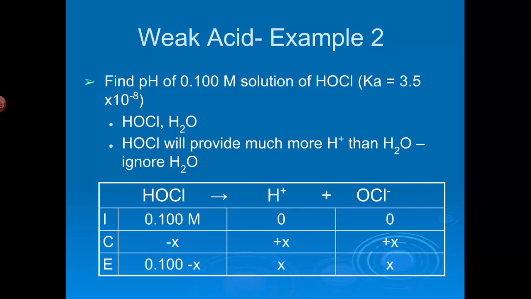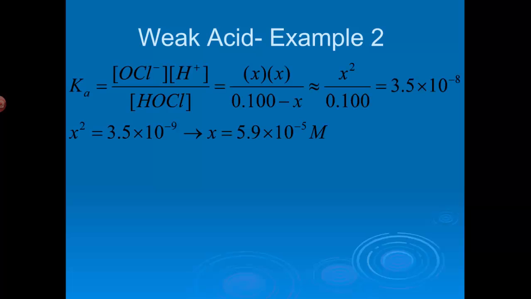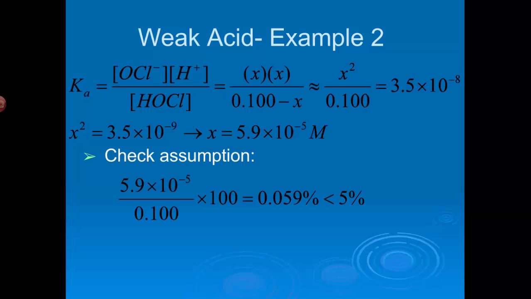So there's my ICE table. 0.100 minus X, X, and X. This is a monoprotic acid, so both values will be X there. Plugging it into the equilibrium expression, making the approximation, we come out with X is 5.9 times 10 to the minus 5th. Check the assumption. 5.9 times 10 to the minus 5th over 0.100 is 0.059%, much less than 5%. And so our assumption is valid.